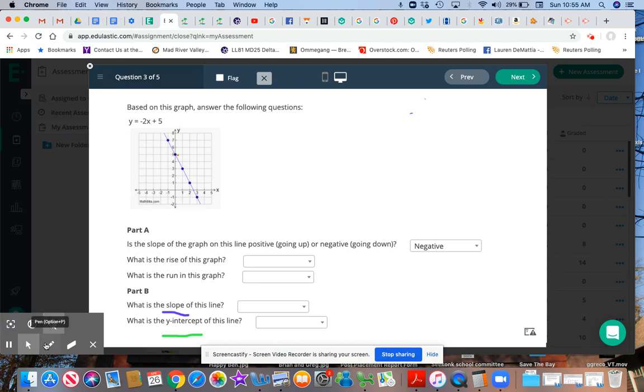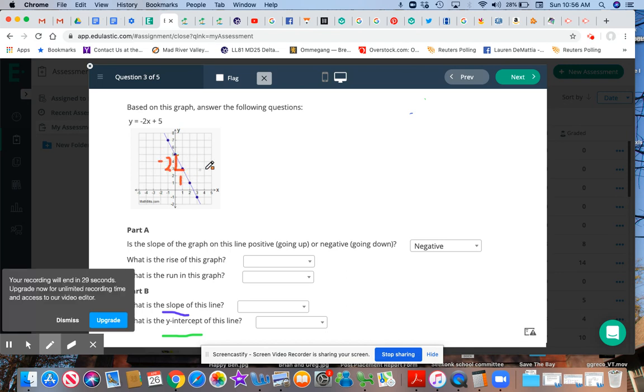So what is the rise? We'll do rise over run again. So we're going to start at the y-intercept, which is 5, right? And the rise, you go down 2, and then you run 1. So we're going to put those in. So this is down negative 2, right? When you go down, it's negative. When you go up, it's positive. And you're always going up to the right.